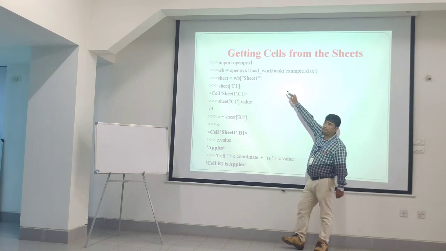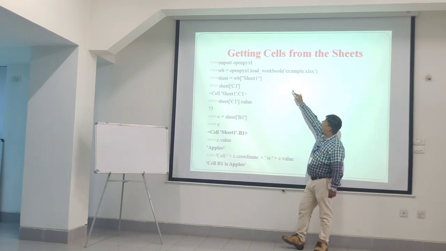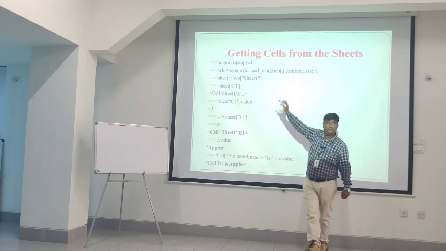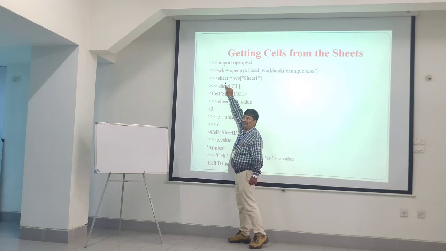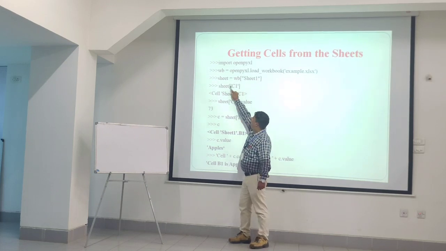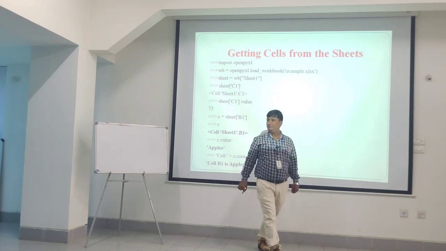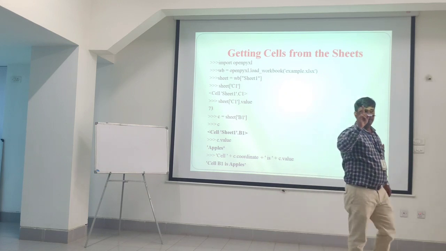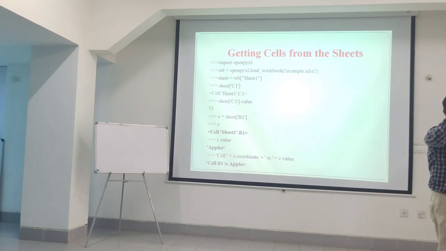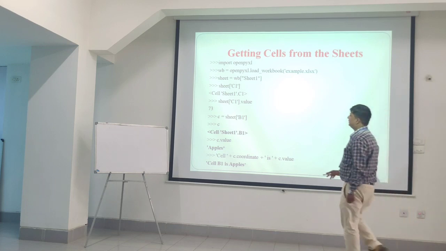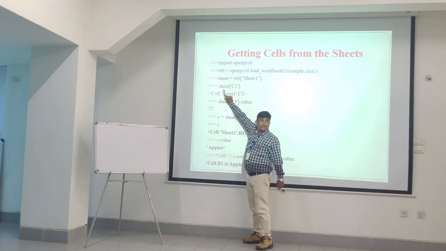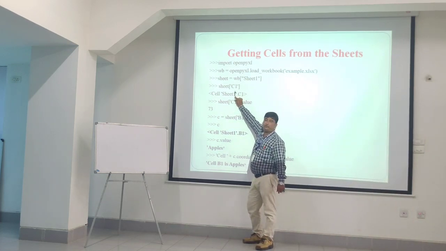wb is equal to what? openpyxl.load_workbook. What is the file name? example.xlsx. sheet = wb['Sheet1']. Then what will your sheet hold now? Sheet1. This Sheet1 contains the information of columns A, B, C. And how many rows, guys? 7 rows.